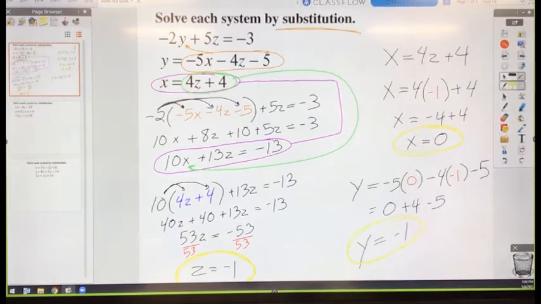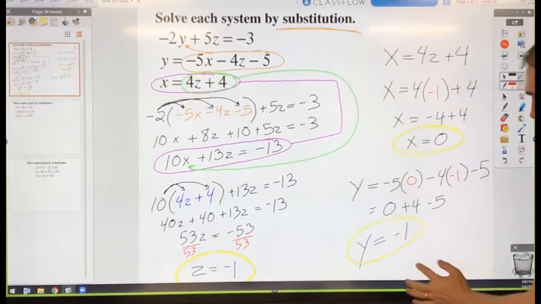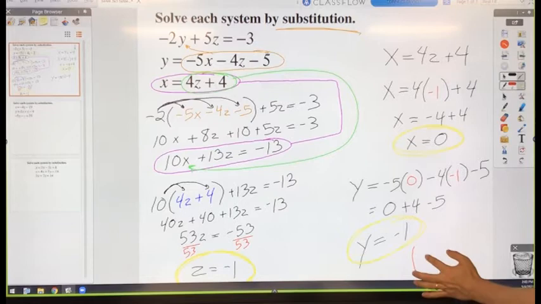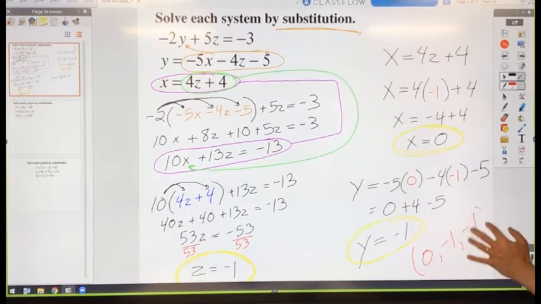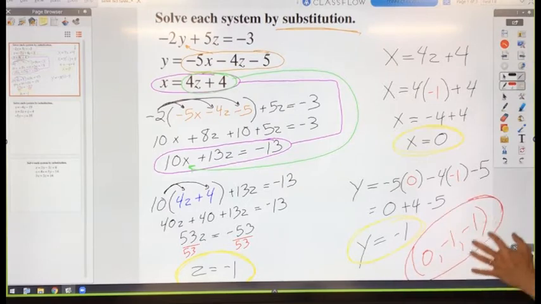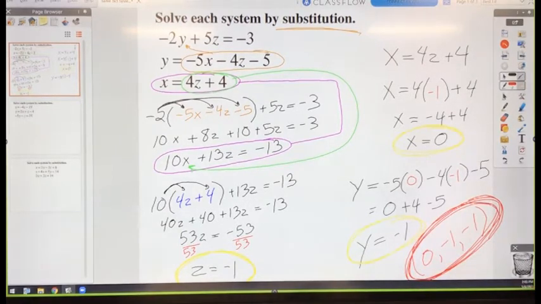So x is 0, y is negative 1, and z is also negative 1. So I can again write these as coordinates, 0, negative 1, and negative 1. That is my final answer. Because if I were to graph these three equations in a three-dimensional graph, this is where they would intersect, at that point there.